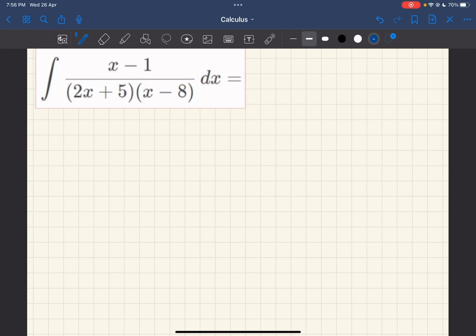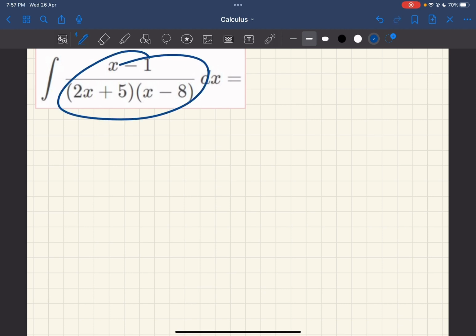So for this question, we're going to continue on by doing the exact same thing as we did with the last question. This question is asking us to solve the integral of x minus 1 divided by 2x plus 5 multiplied by x minus 8 dx. So the first thing we have to do is factor the denominator, but since the denominator is already factored, we can skip that part and move on to the next step, which is to write one partial fraction for each of the factors on the denominator.